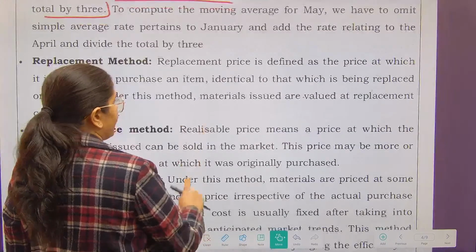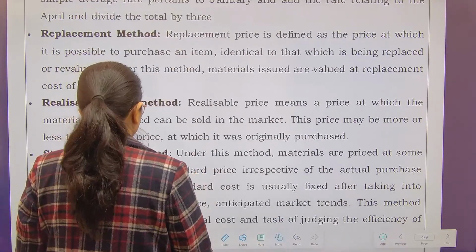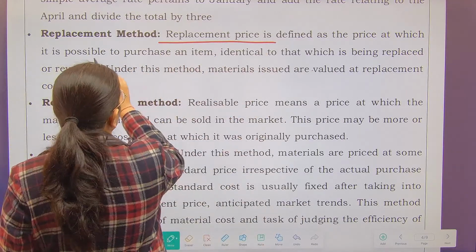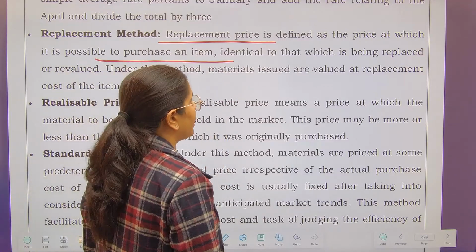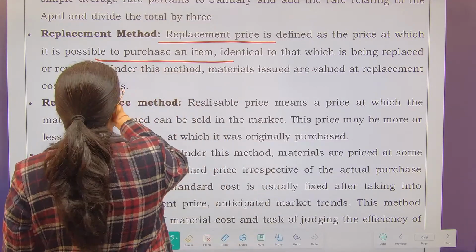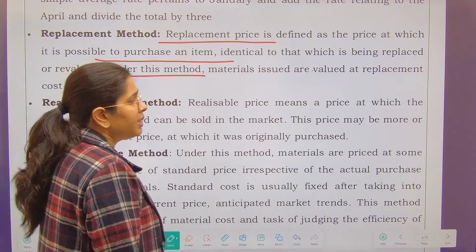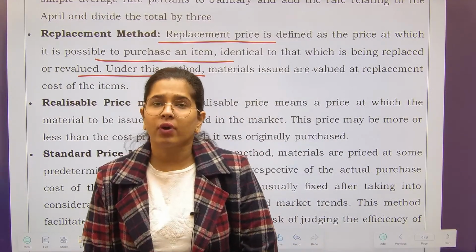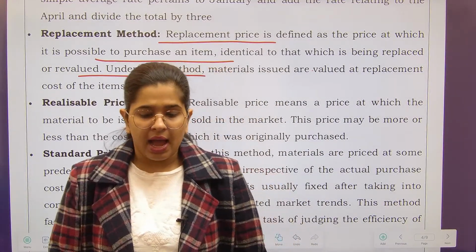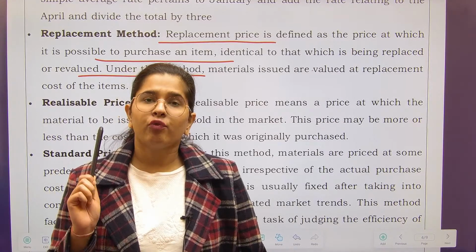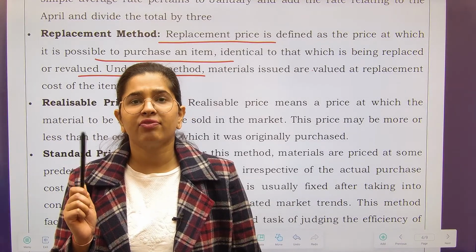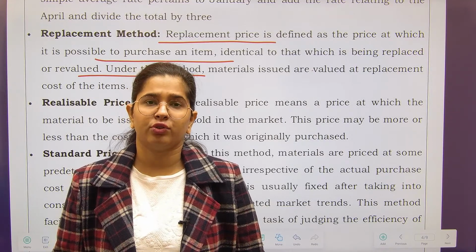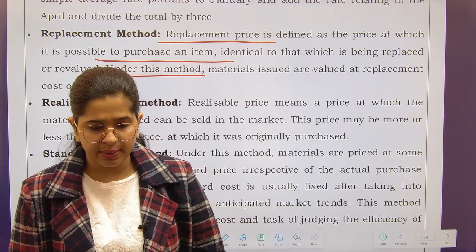Next is the replacement method. Replacement price is defined as the price at which it is possible to purchase an identical item to that which is being replaced or revalued. Means in this particular method, I will value my inventory at whatever is the replacement cost. Suppose I have this pen. Now what will be the cost of replacement for this pen? I will use that cost in my books, right? So this is the replacement method.